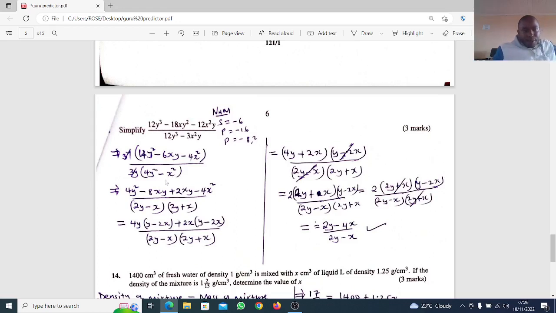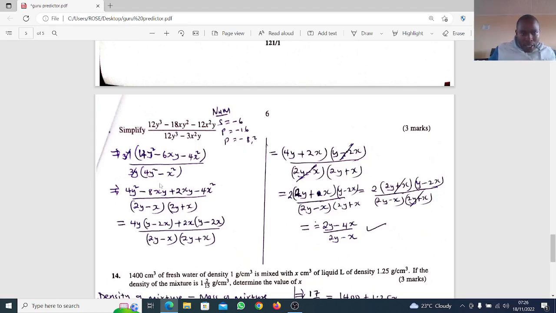So we shall be having 3y cancels, so we remain with 4y squared minus 6xy minus 4x squared. When you factor now, the sum here is negative 6, and the product is 4 times minus 4, which gives you minus 16. And the factors in this case become negative 8 and 2. Negative 8 times 2 gives you negative 16, and negative 8 plus 2 gives you negative 6. So those are the two factors.